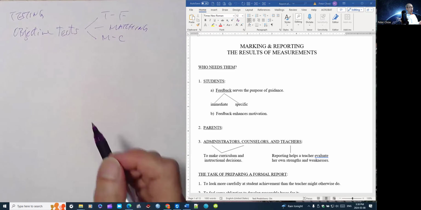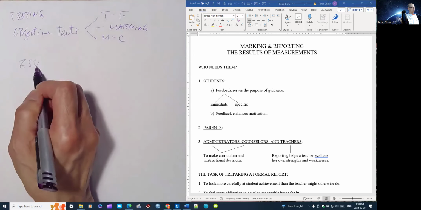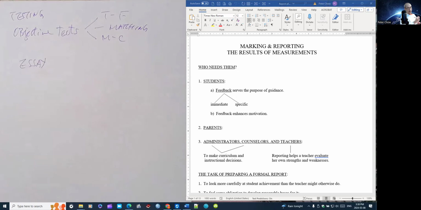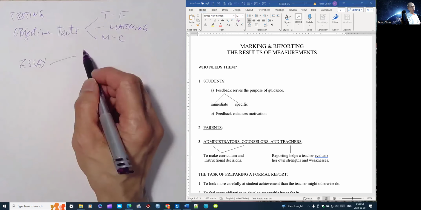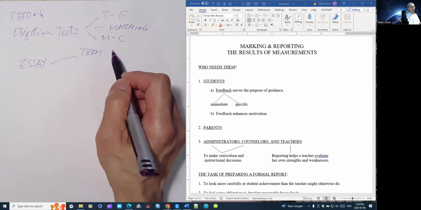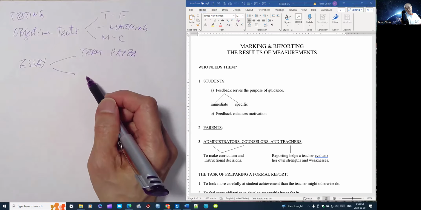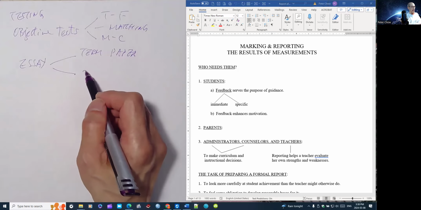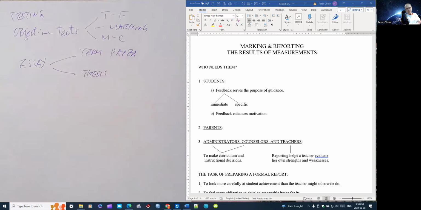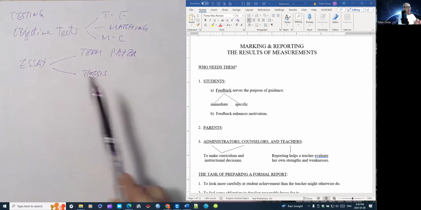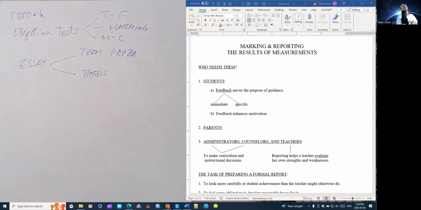All right, and we also cover essay. So we have, say, term paper. We have also, say, thesis, that type of thing. Now, all of these are used to report educational achievements.